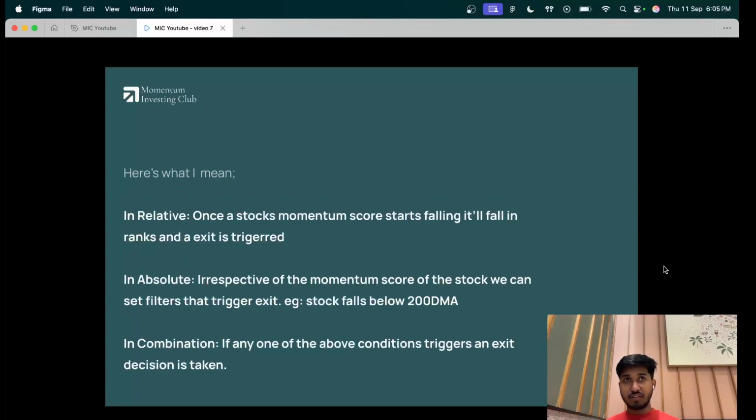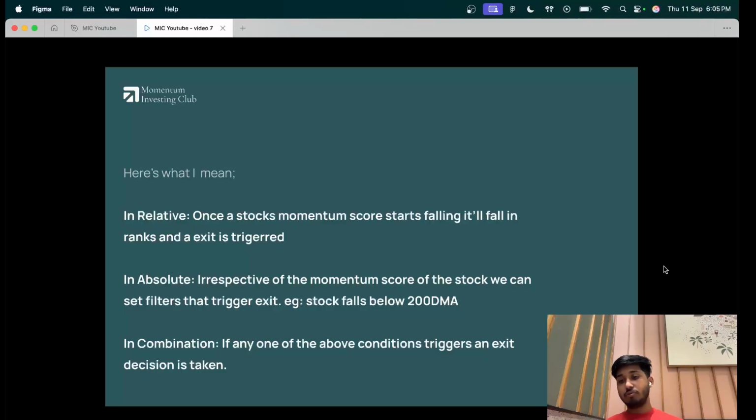In the first case of a relative exit, let's say we pick a stock in a portfolio and it starts falling. At any given time, if a stock starts falling, it'll lose its momentum. Once it loses its momentum, it'll rank lower in our list, which is when eventually it will get removed from the portfolio. So as momentum drops, due to the drop in its ranking, it'll exit the portfolio. That would be relative to other stocks.